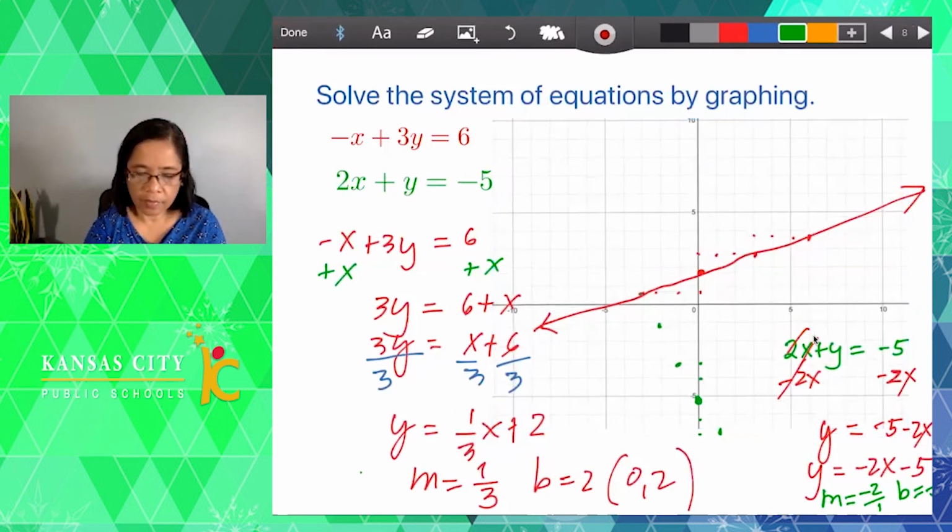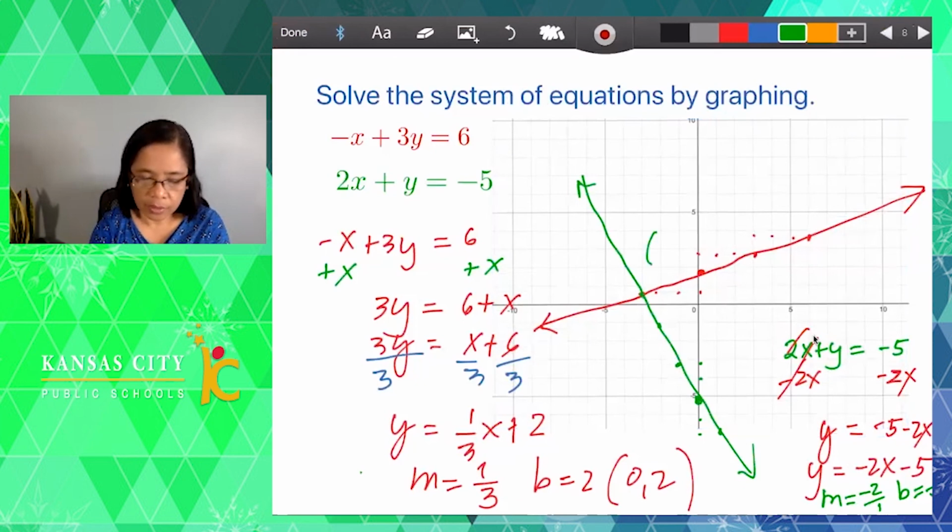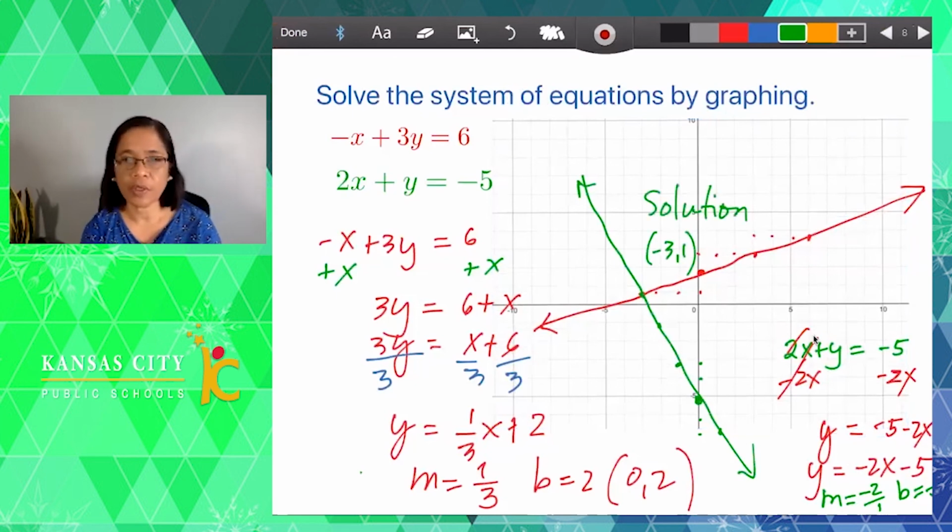If we connect these points, this will be the point of intersection, and the coordinates of this point will be negative 3 and 1. We call this point the solution to the system of equations.